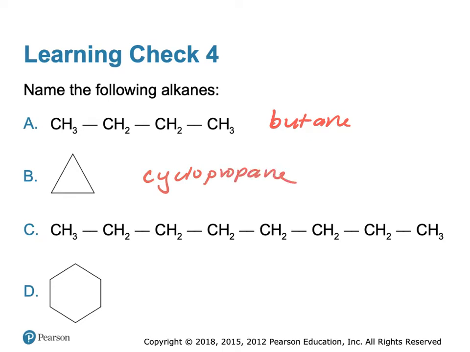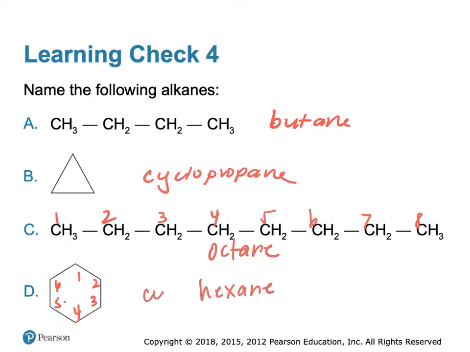Let's count this chain here. We have 1, 2, 3, 4, 5, 6, 7, 8 carbons. This will be an octane. And then we have another ring. 1, 2, 3, 4, 5, 6. So the root name is hexane, and we have to add cyclo in front.